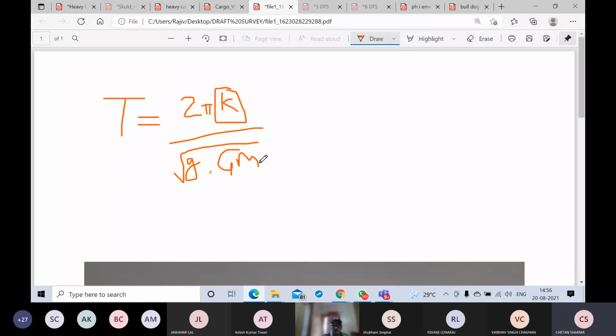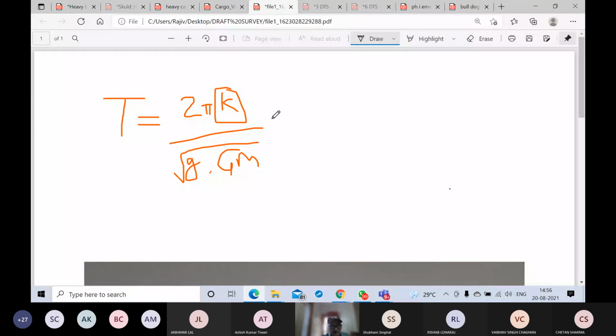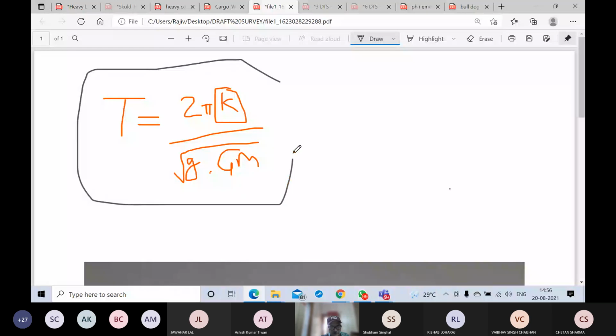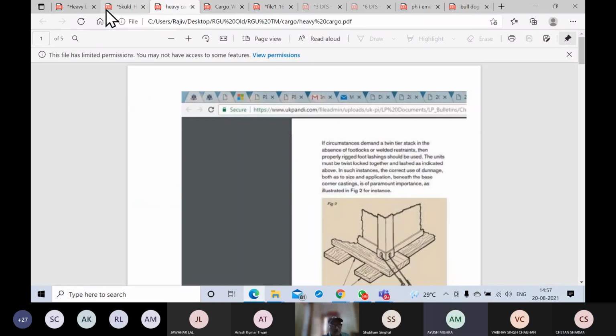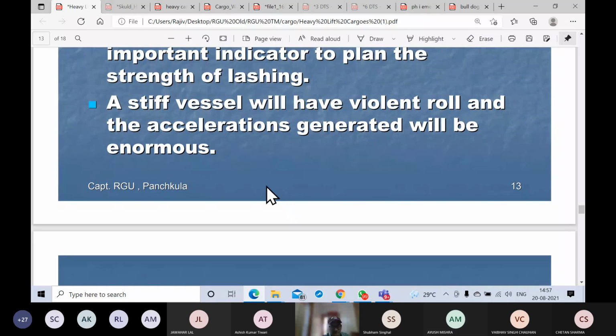Okay, sir. This is only a guideline. Since we were talking about it, I thought let me mention it. This is a topic you will cover, of course, in naval architecture, but you will also need to remember that roll time period is dependent on GM, inversely proportional. This is also something you will take into account while you are calculating your lashings. Stiff vessel, violent roll, time period very small.